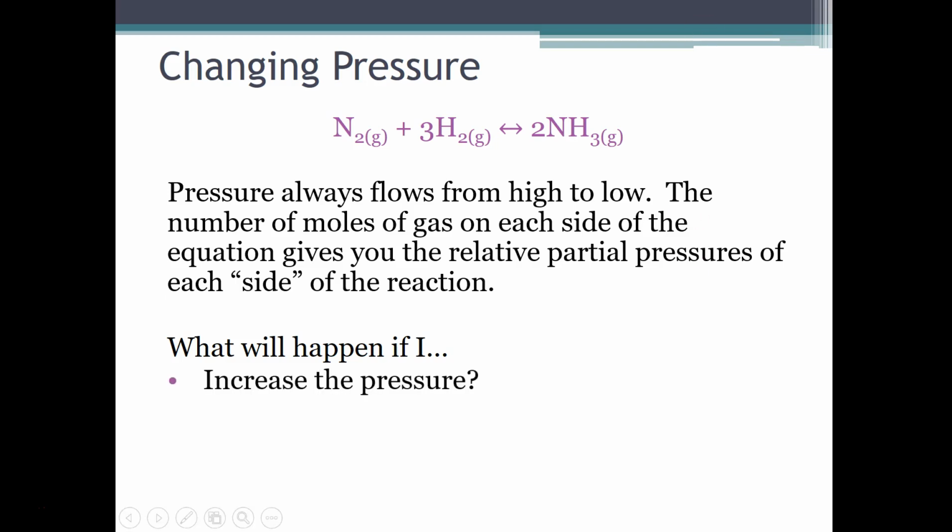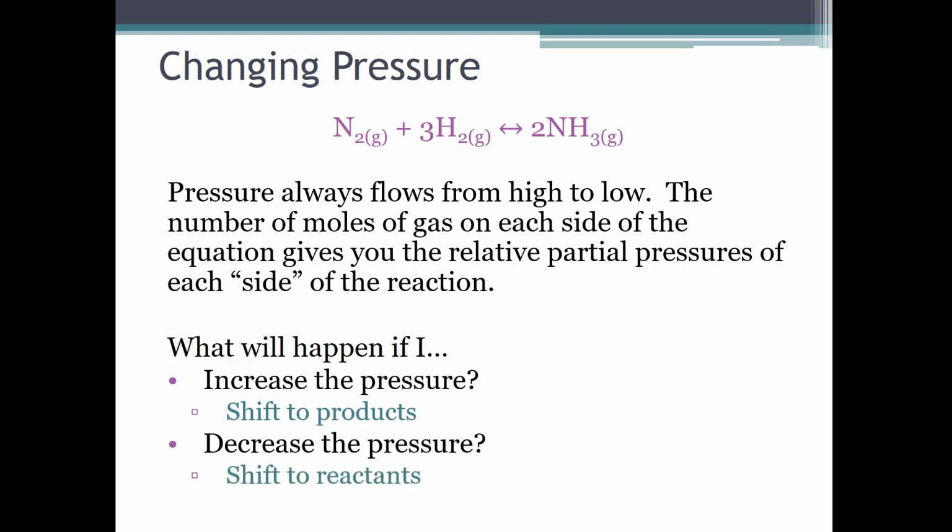So if I increase the pressure on the system, I see that we have 4 moles of gas on the left and 2 moles of gas on the right. So increasing the pressure on the system will cause the pressure to flow from high to low. So it'll flow from the side with more moles of gas to the side with fewer moles of gas, or to the products. And if we decrease the pressure, the exact opposite will happen, and the reaction will shift to the reactant side.